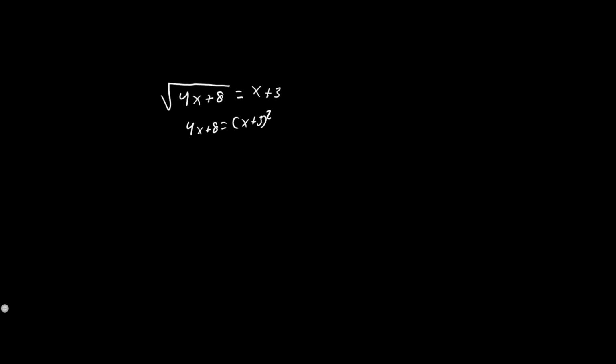Here, we have to expand the right-hand side, so we're going to be left with 4x plus 8 is equal to x squared plus 6x plus 9. And we're just using the perfect square property, which is a plus b squared, so we get a squared plus 2ab plus b squared.